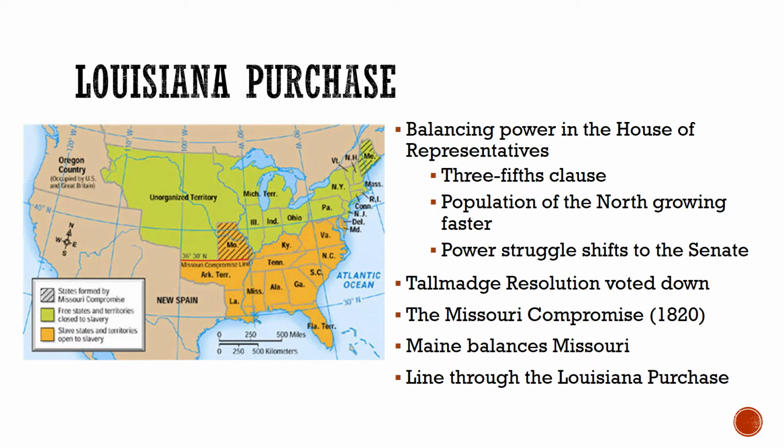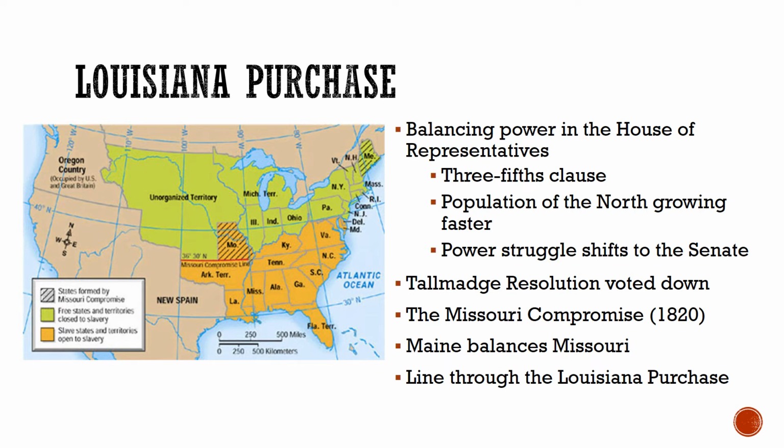In 1819, James Talmadge of New York is going to propose an amendment to Missouri's statehood bill. What he proposed is that it would call for a gradual emancipation of Missouri's slaves, and it would come to the point where Missouri would end up being a free state. Now, what's interesting about the Talmadge resolution is that it was passed by the House of Representatives, where Northerners have the advantage, but it's shot down in the Senate, where the power struggle is more equitable.